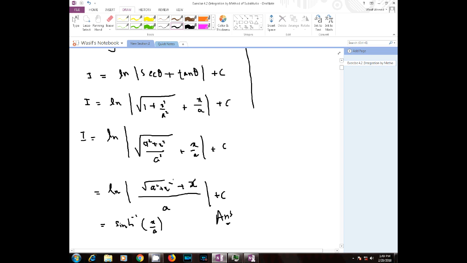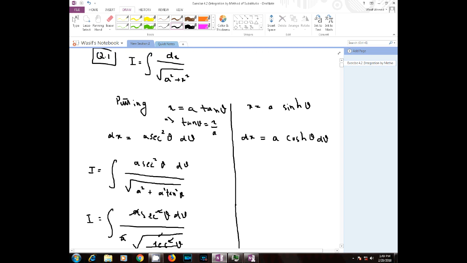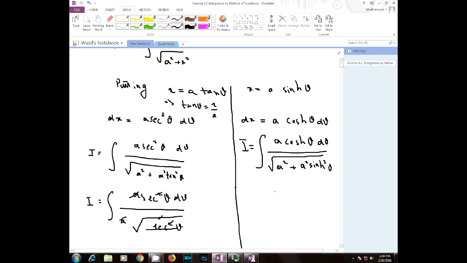So we can solve this also by the second method. Putting these values into your integral, you would get I equal to, instead of dx, a cos hyperbolic theta d theta divided by square root a square plus x square, and x is equal to a sine hyperbolic theta, that is, x square is equal to a square sine hyperbolic square theta.